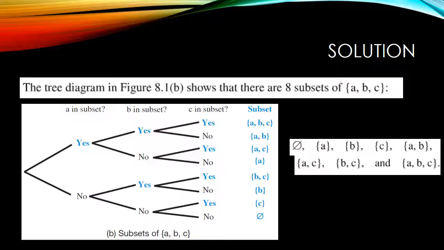This one had 3 elements, so a little bit longer, but we did the same thing. Notice for each, we're answering, is this in the subset with either yes or no? We just had to have another set of branches for C. This time we have 8 subsets: 1, 2, 3, 4, 5, 6, 7, 8. We have the empty set, the sets that contain just one of A, B, and C, all the possible combinations of 2 of those 3, and finally the subset that equals the original set.